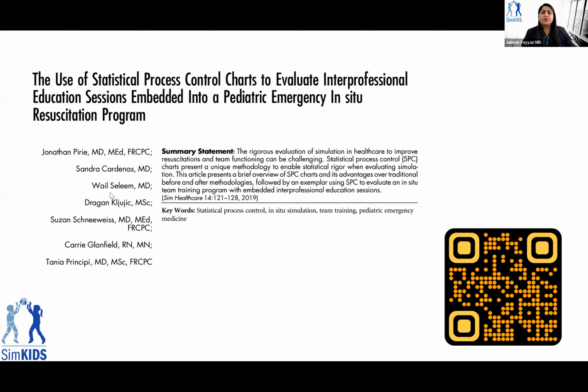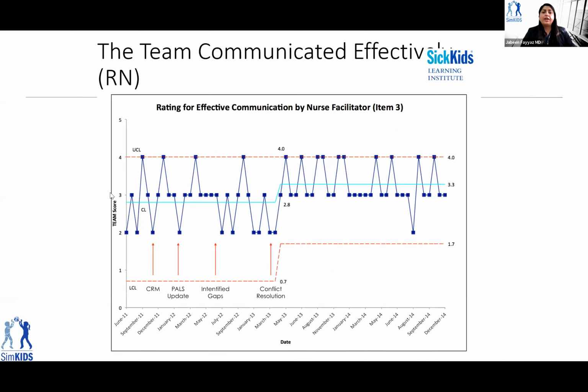And he utilized a statistical process control chart, which is a well-known quality improvement process, to evaluate the interprofessional education sessions embedded into our emergency department and what the impact was. So you can see here there are 2 graphs, and the upper red line is the upper limit, which shows that anything going above is showing improvement.